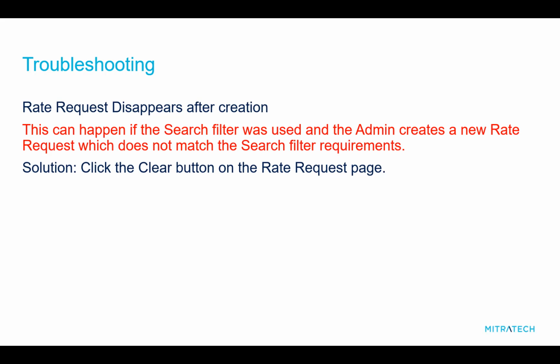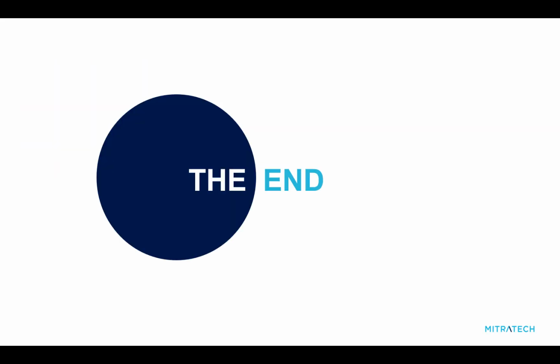And here's another error that can happen sometimes. The vendor will say, oh, the rate request disappeared, but I created it. This could happen if the search filter was used and the admin created a new rate request which doesn't match the search filters. As we all know, the rate request page uses sticky search filters, so the solution here would be to click the clear button on the rate request page. This concludes the training session.